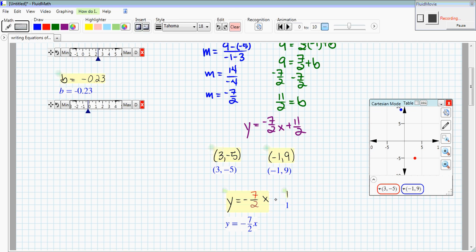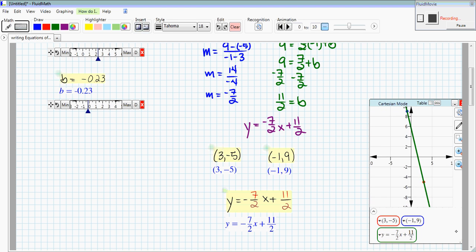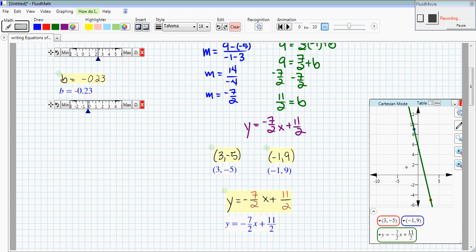Alright, I'm having a little bit of trouble. It's alright. Okay, there we go. Plus 11 halves. Now when we graph that, what we see is a line that passes through those 2 points. So we know for a fact that we have found the equation of this line correctly. And that's how you're going to do the next 2 examples.